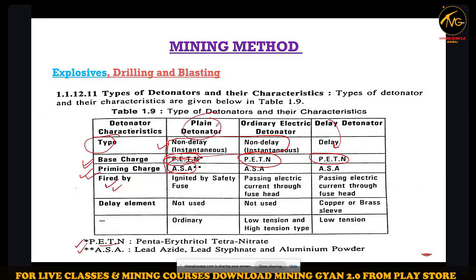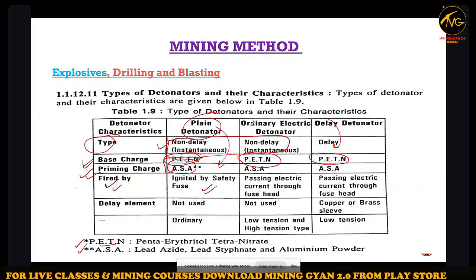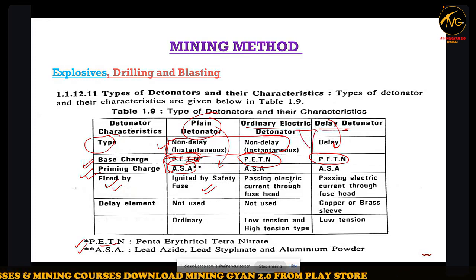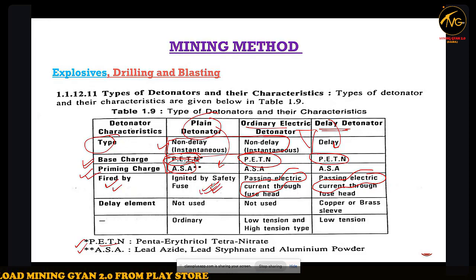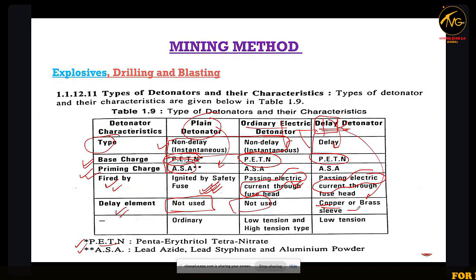Plain detonator is fired by safety fuse, and ordinary electric detonator and delay detonator both are fired with electrical current. It will ignite by safety fuse; the others will be fired by electrical current, both. Then the delay element: as its name says, it uses a delay element, and for that it uses copper and brass.